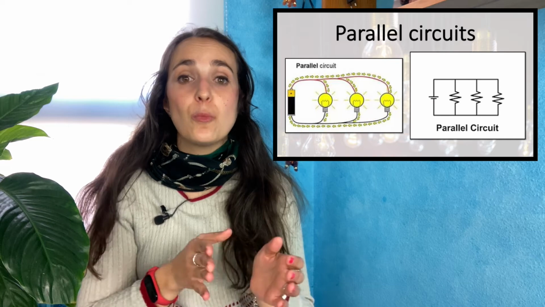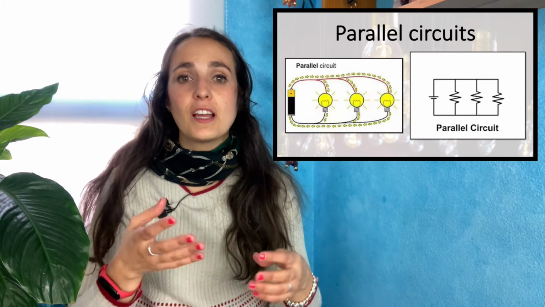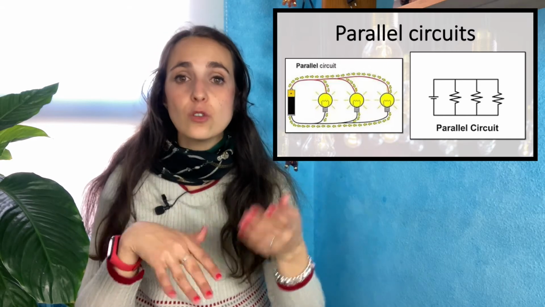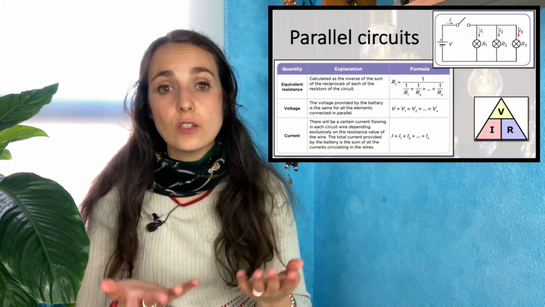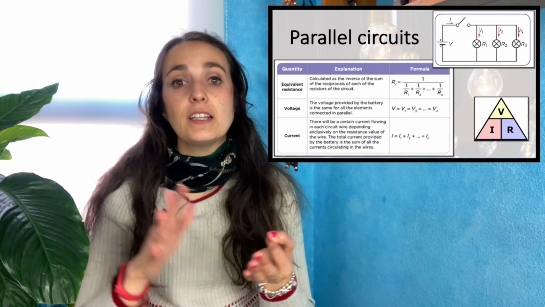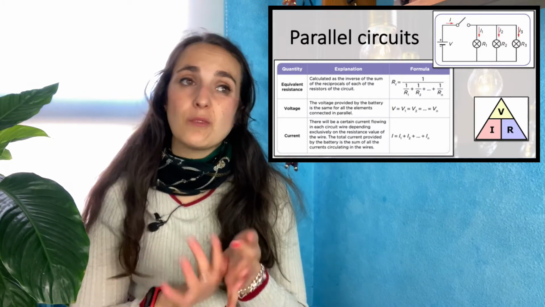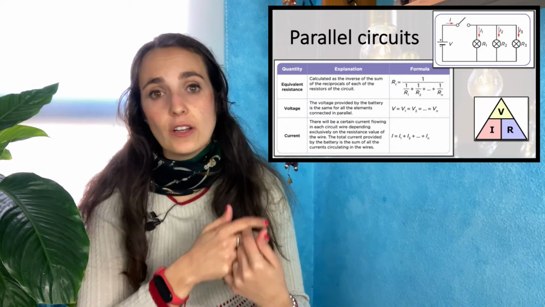So as I told you, parallel circuits are circuits in which their components are in different wires, and those wires are parallel among them. And to apply Ohm's law, we have to calculate, as in the series circuit, the total values for voltage, resistance, and intensity. And it is a bit different and maybe a bit more difficult than in series circuits. Okay, so let's see it.